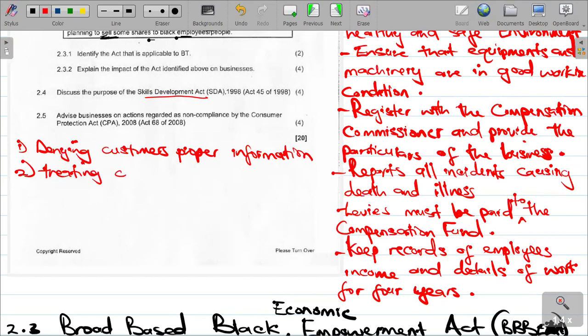Treating customers differently based on gender is considered non-compliance. Right, or race.